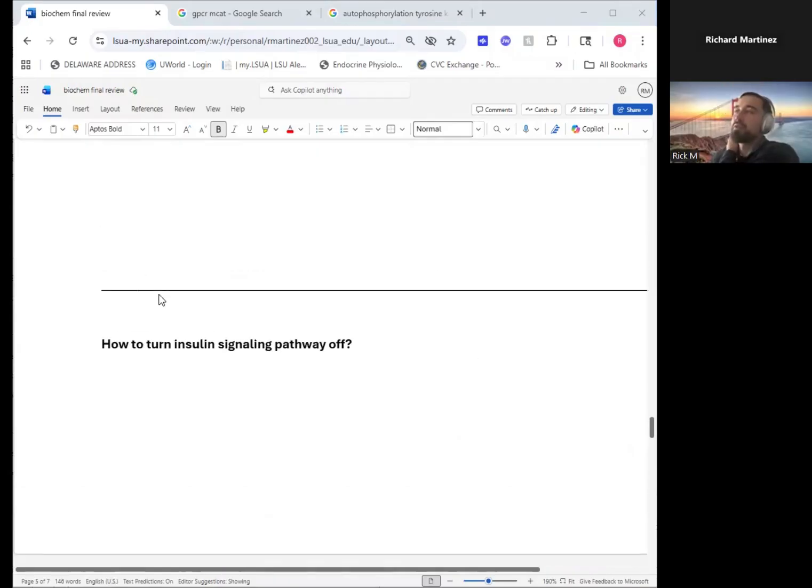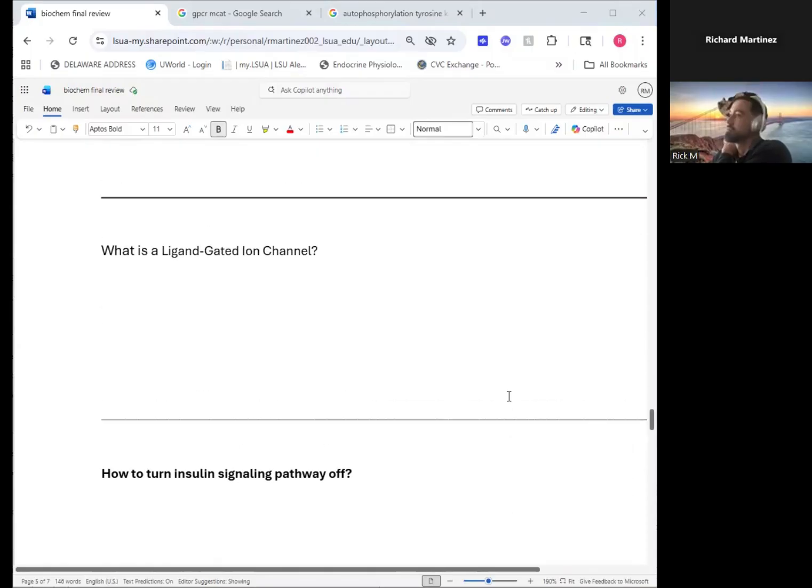Okay. So what do you think? How do we turn the insulin signaling pathway off? How do you think? Well, what do you think?